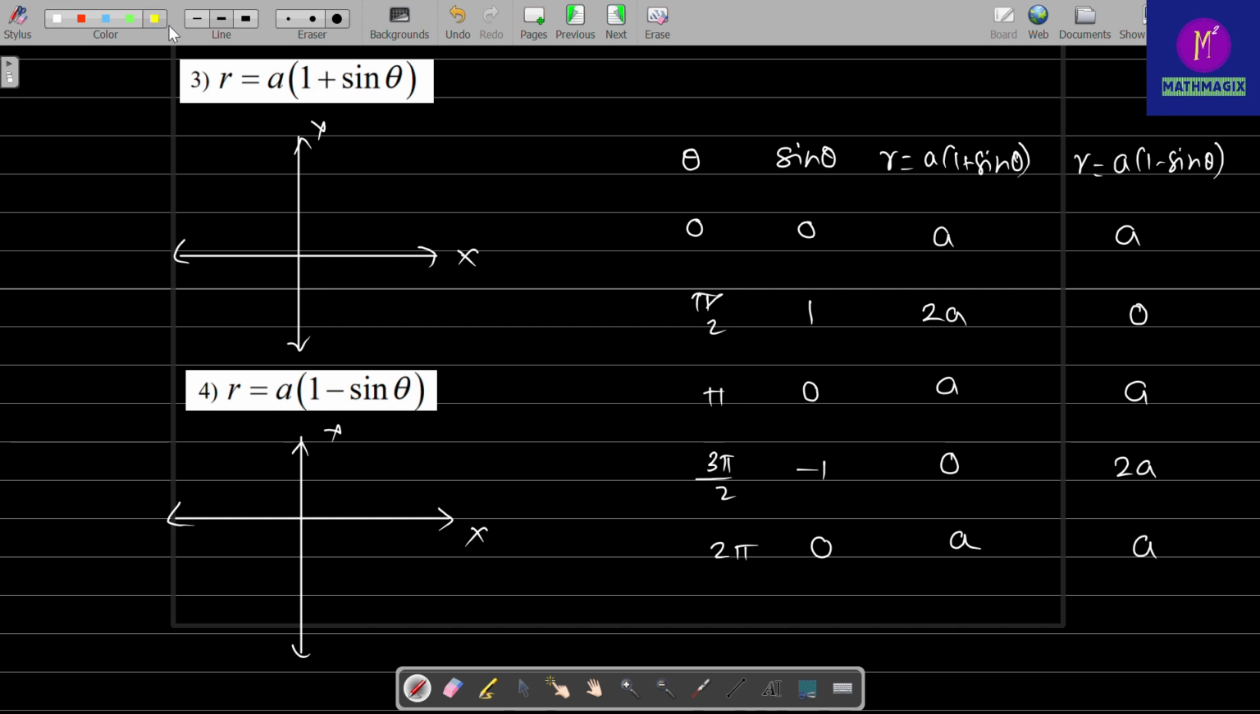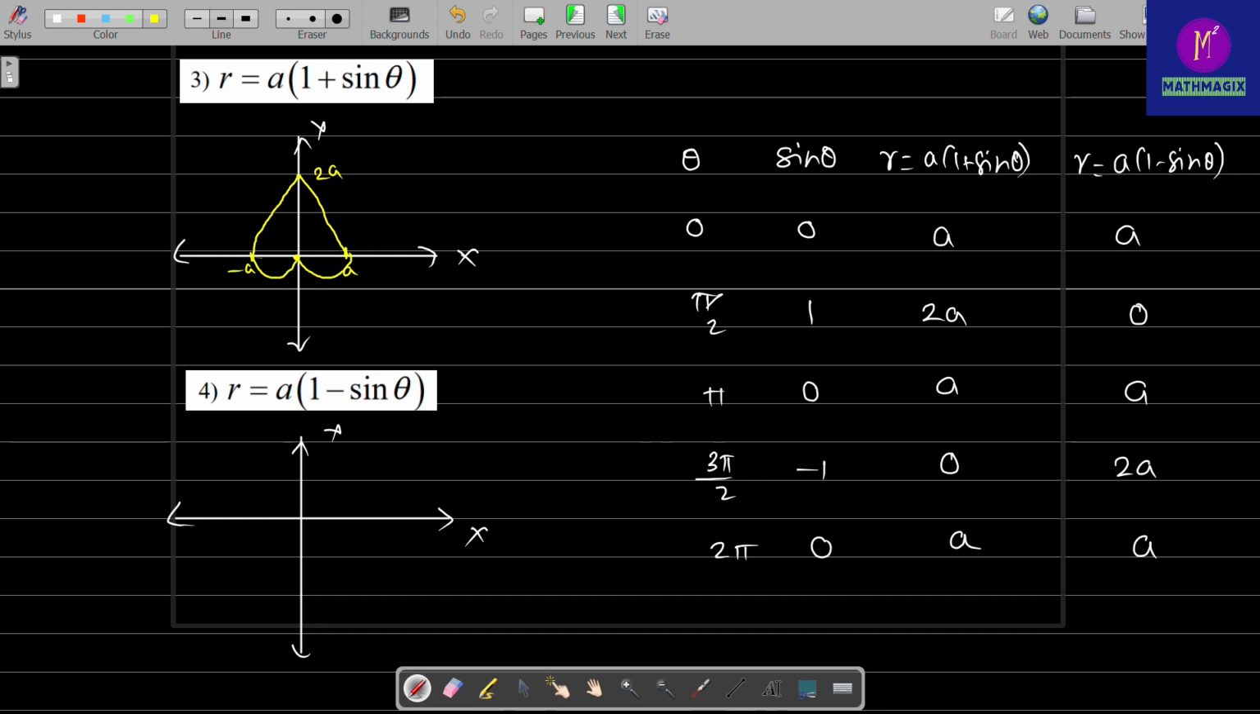So let us plot this radius. For first curve r equals a into 1 plus sine theta, the radius for angle 0 is a. Then the radius for angle pi by 2 is 2a. Then the radius for angle pi is a. So basically this is minus a, but the radius is positive, so we have to take a distance. And again for 3 pi by 2, the radius is 0. And for 2 pi, the radius is again a. So if I join all these, I'll get the cardioid in this way. So this is the cardioid that I'll get whenever r equals a into 1 plus sine theta.